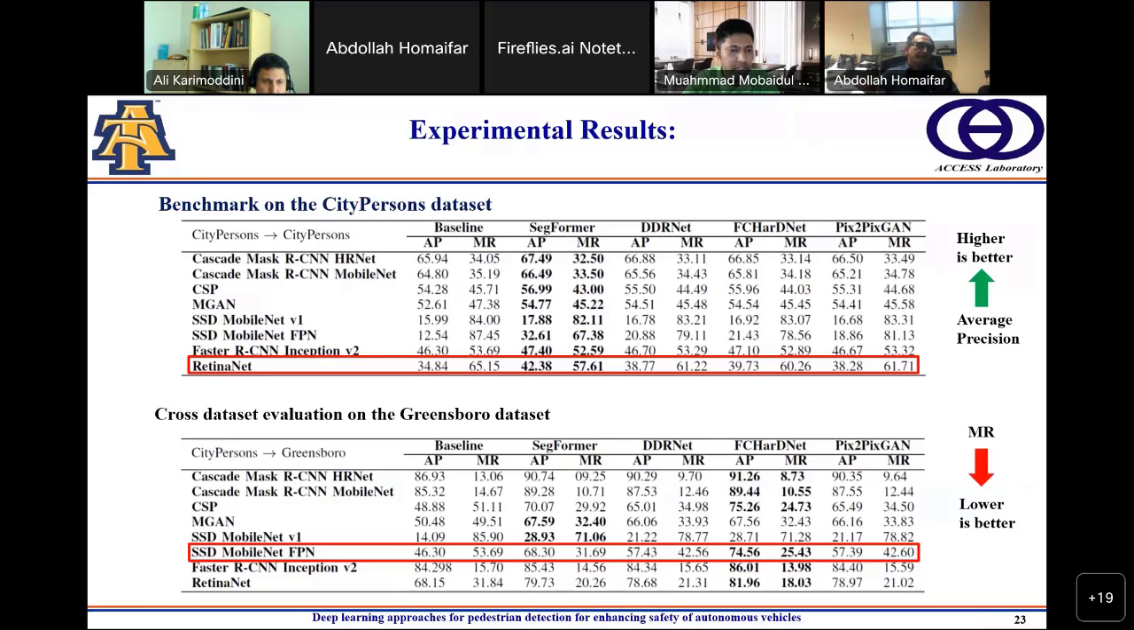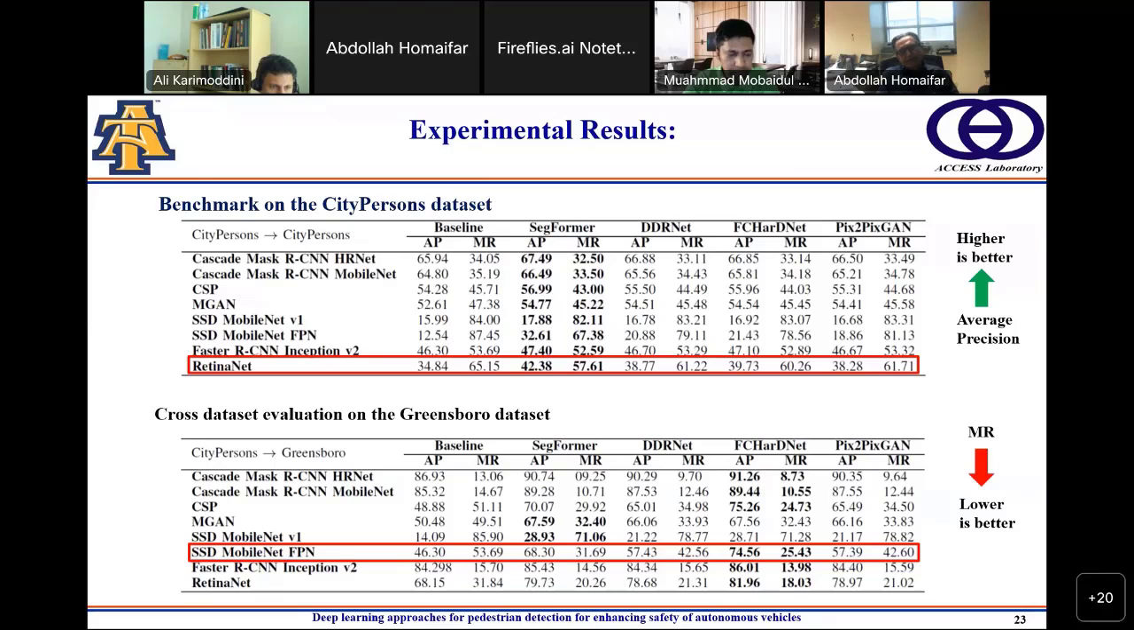And the bottom table shows the result on the Greensboro dataset. We mention it as a cross validation because the model was trained on a different dataset and then tested on another dataset. As our model can perform on a completely new dataset and shows improvement in detection performance, we can say that our model shows generalizability and the ability to perform on a new dataset, and this is called cross validation. So this way we justified our hypothesis. Does that somehow answer your question, Professor?